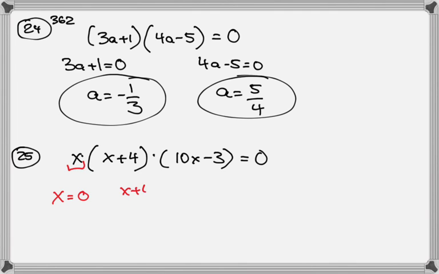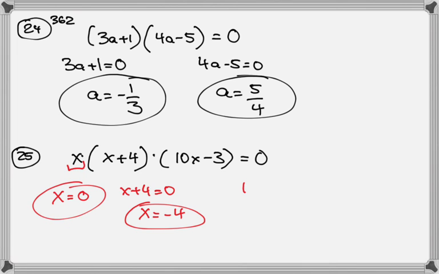Then you have x plus 4 equals 0. And that means x is negative 4. And then you set 10x minus 3 equal to 0. And you get x equals 3 over 10. So in this case, we have 3 solutions.